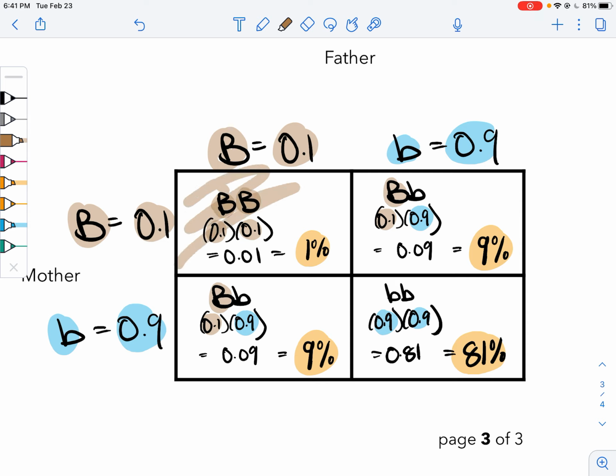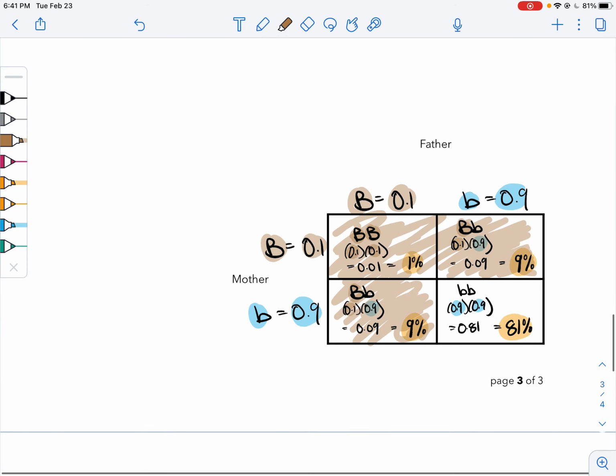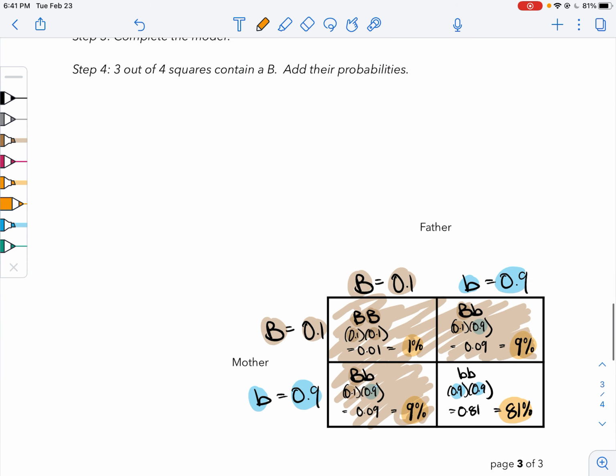Oh yeah, finally, since these all have brown in them, we need to add them all up. We get 1 plus 9 plus 9 is 19%. Cool, huh?